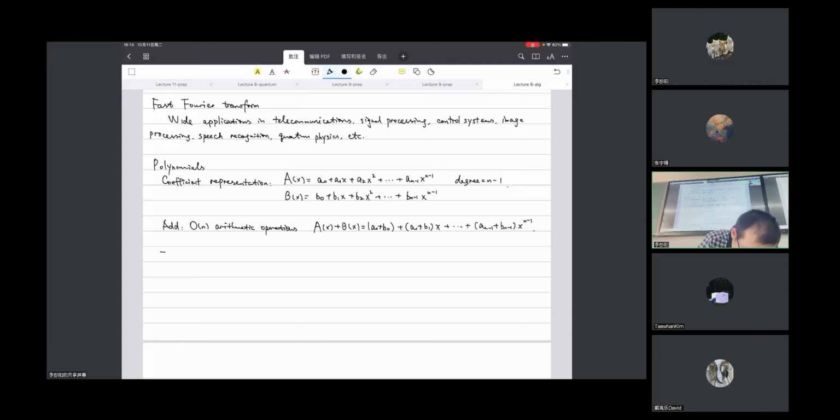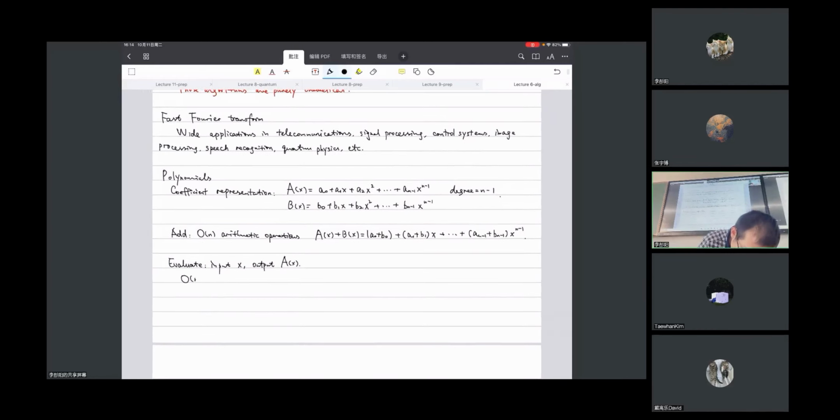And I think another very important operation on polynomials is evaluation. By evaluation, the input is now x, and I require you to output the value of A of x. So what is the cost of evaluation? The cost is actually still O of n here, but this is a little bit more sophisticated.